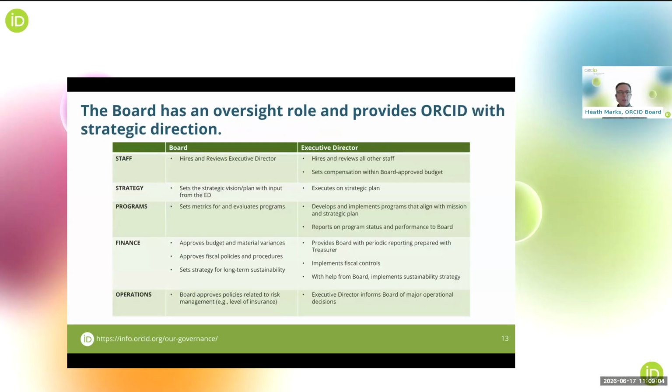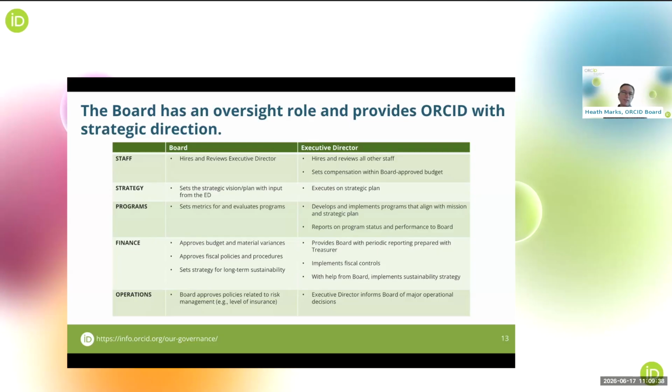So this slide shows, I suppose, the difference between the board and the role of management and the executive director within the organization. The board is responsible for hiring and reviewing the executive director's performance, whereas the executive hires and reviews other staff within the organization. The board sets the strategic vision and plan with input from the executive director, and the executive and management team are responsible for executing that strategic plan.